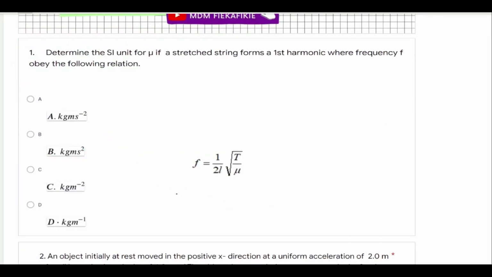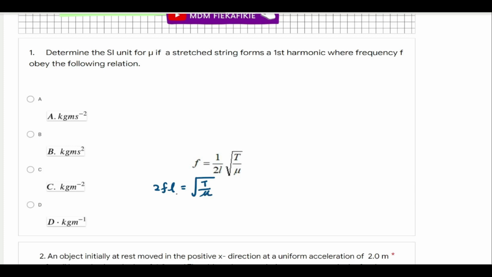Okay, so soalan pertama. Determine the SI unit for mu if a stretched string forms a first harmonic where frequency F obeys the following relation. Okay, so we want to determine mu. So, I will try to rearrange this equation. So, saya akan dapat 2FL is equal to square root T over mu.